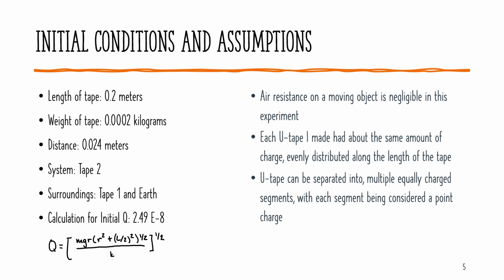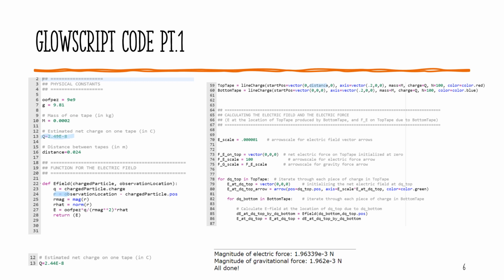with each segment being considered a point charge. This is part 1 of my GlowScript code. The first thing I did was insert the physical constants that I would use throughout the lab, which included the mass of the tape. I also changed Q to reflect what I initially got for Q, as discussed in the previous slide. I also updated the function for the electric field so that we could actually calculate it. The right side of the code calculates the electric field and the electric force.